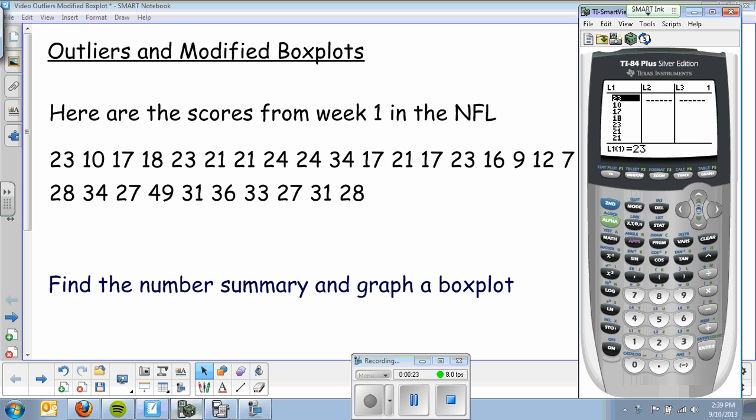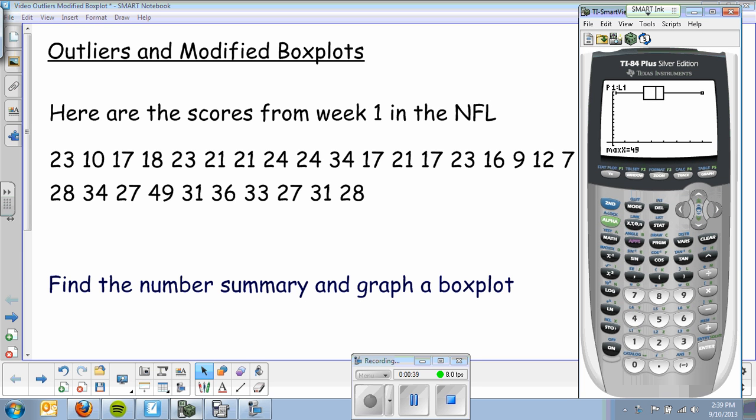I've already got the numbers typed into my TI. I'll be using the TI and the Casio. You know how to use yours to get the graph. So I zoom 9, and boom, there's my box plot. And of course, I can get the 5-number summary by hitting trace and reading it right off the data.